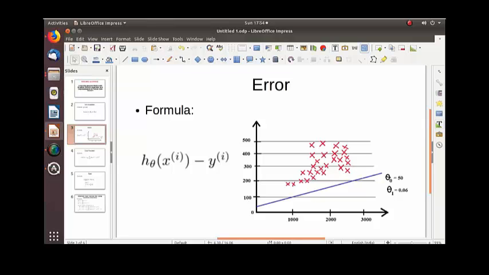Now we need to find the error. Error is the difference between our actual output and our predicted line. This is our actual output and this one is our predicted line. We represent the error with h of x minus y, where y is our actual output and h of x is the predicted hypothesis. Our goal is to minimize the error between our actual output and our predicted line. When the error is minimum, this line shifts towards our actual outputs.